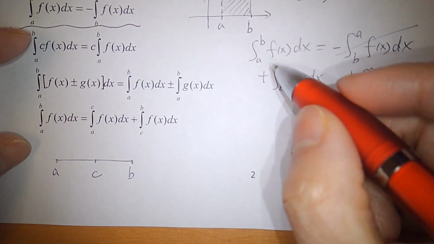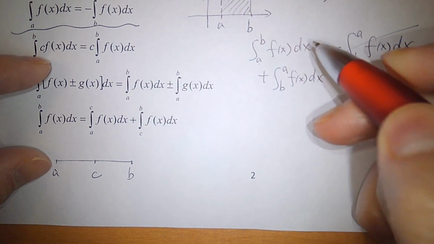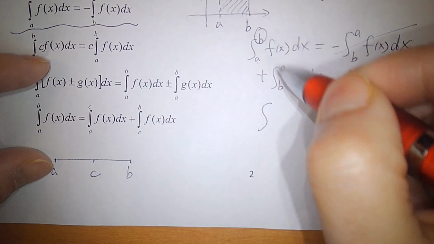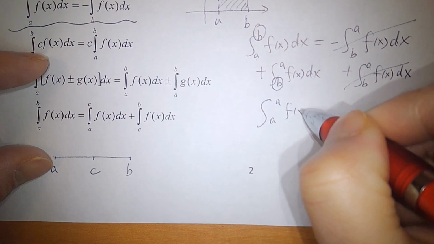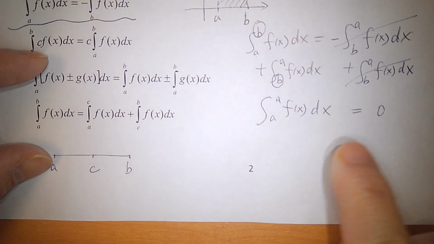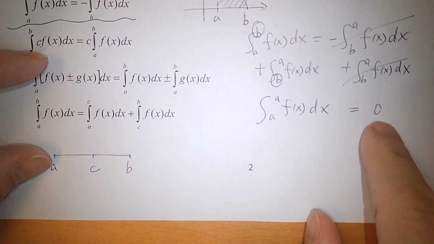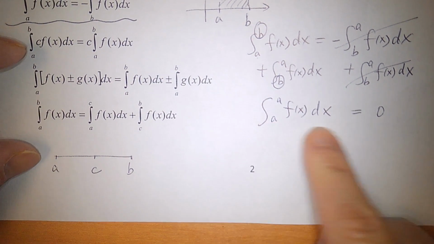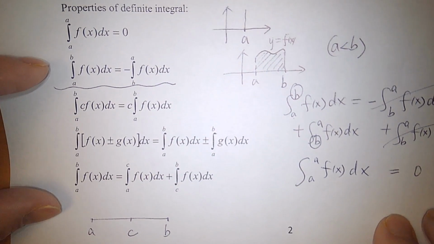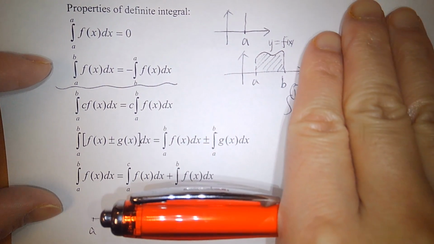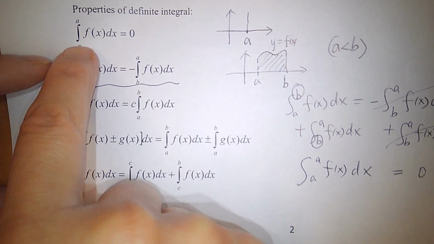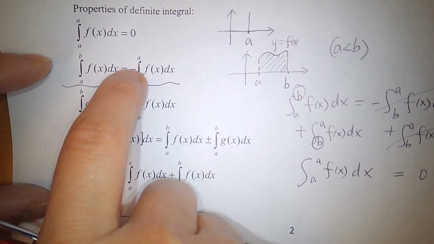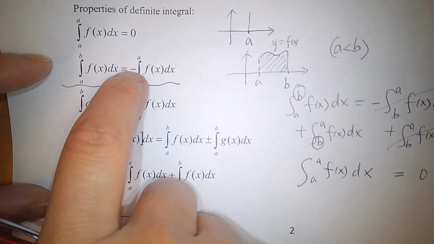Same thing here, this is from a to b plus b to a, so we can combine that and we get the integral from a to a of f of x dx. What is a to a of f of x dx? It is indeed 0. I'm just proving that, but you don't have to memorize that. You just need to know that if we interchange the positions of the two limits, we need to have a negative sign in front of the integral.